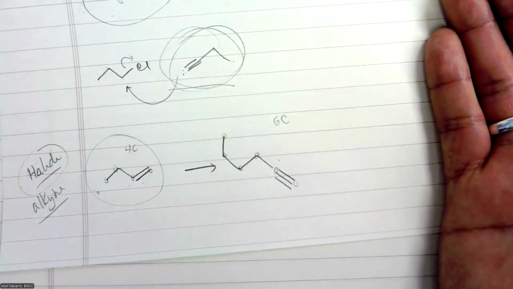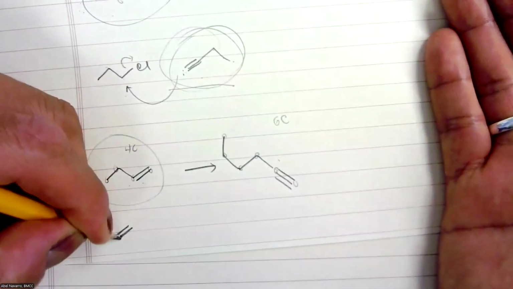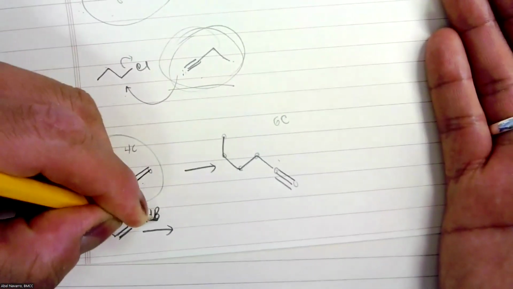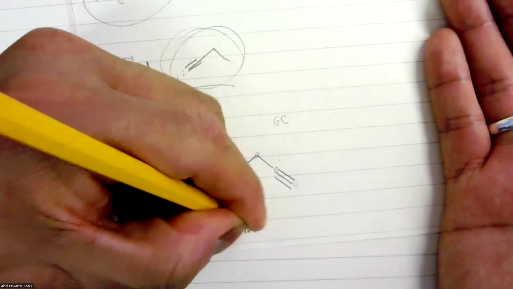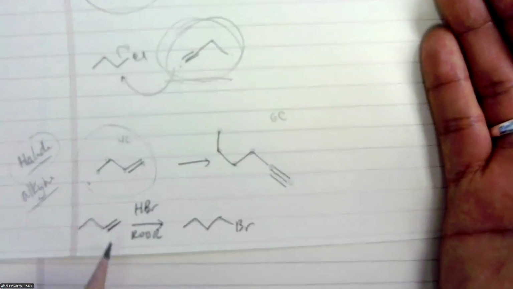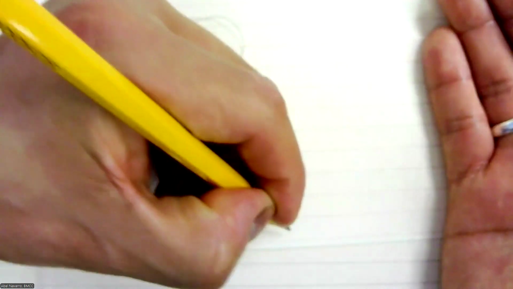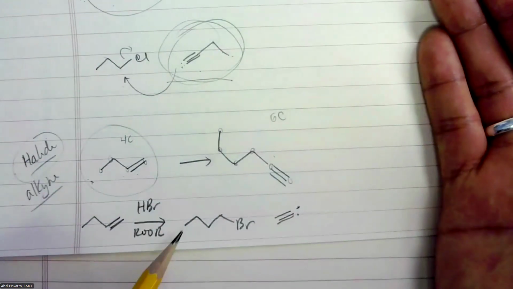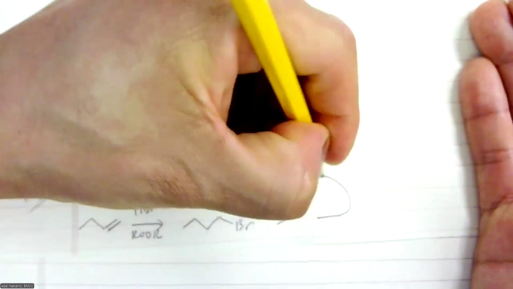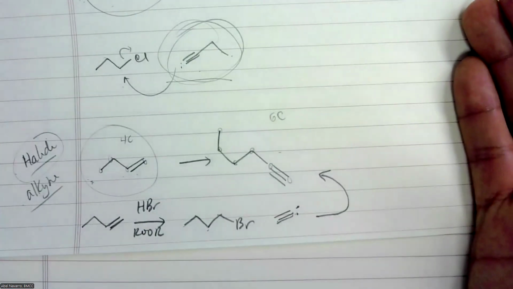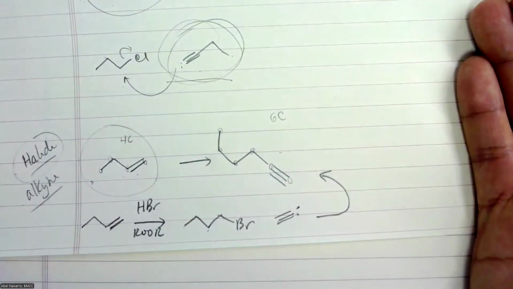So for the halide, I will just need to make a halide. So what could I do? Okay, if I have that, I will make it with HBr and peroxides. This is an anti-Markovnikov addition. I'm adding bromide to the least substituted carbon. And to this, I will add the alkyne, 1, 2, 3, 4, 5, 6. After that, I will get this compound. And that's it. So you're allowed to do whatever you want.